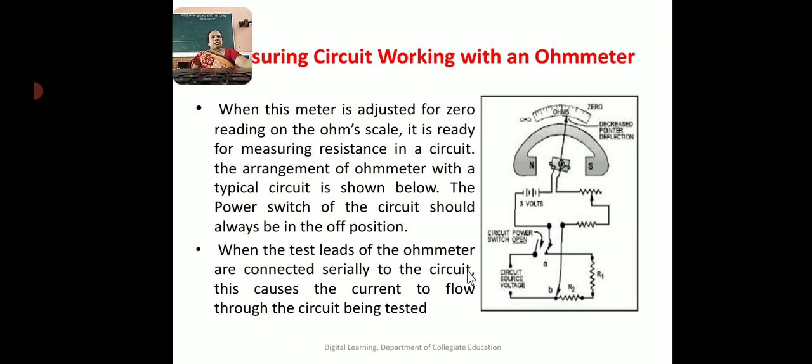Okay, if the testing resistors R1 and R2 are replaced with a large value resistor, then the current flow and the deflection in the moving coil of the meter will decrease. So this is about the measuring circuit working with an ohmmeter.